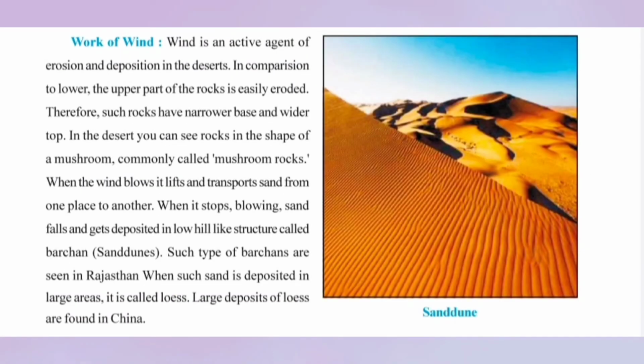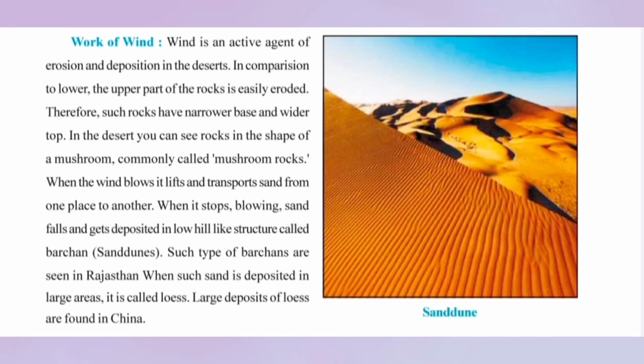You have the wind action. When we talk about wind action, it's primarily seen in the desert area where wind is predominant. So you have huge amounts of sand blowing from one region to another and getting deposited. Such deposition is known as loess. Loess is commonly seen in China. Then you have another structure known as sand dunes, and then you have mushroom rock, which is a structure again formed by differential erosion.